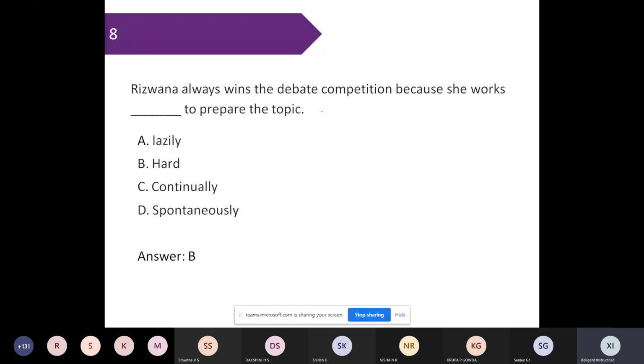So we need to prepare ourselves spontaneously to get into that competition. Correct. So this is debate competition. You need to invest some time, do some research, and get the facts to get into that competition. So hard work is important.